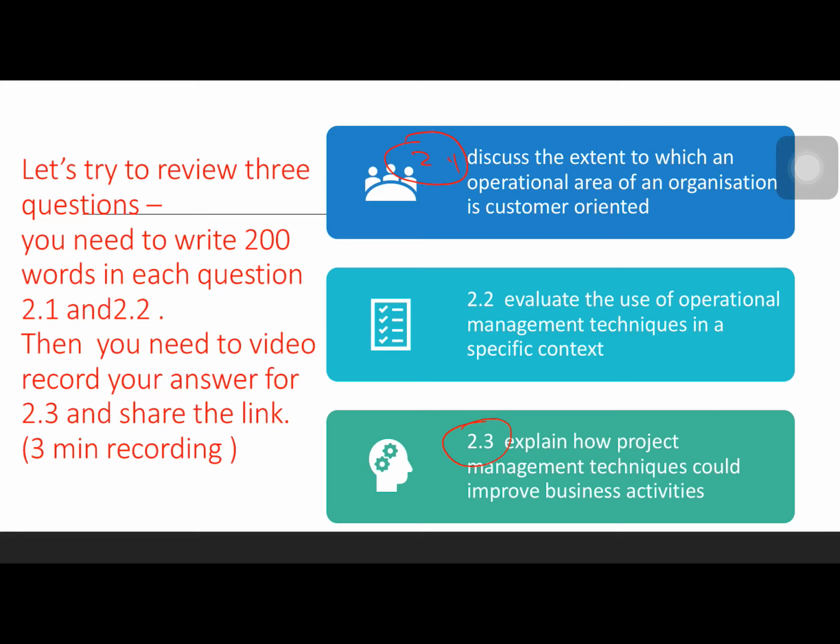Once you record the answer, share the link with us through email or upload it to Moodle. With that, we intend to cover learning outcome 2.